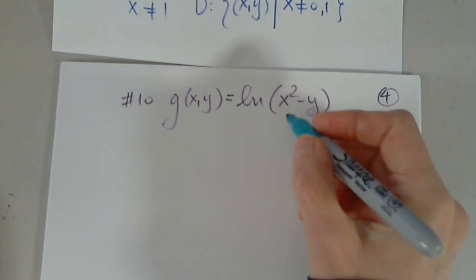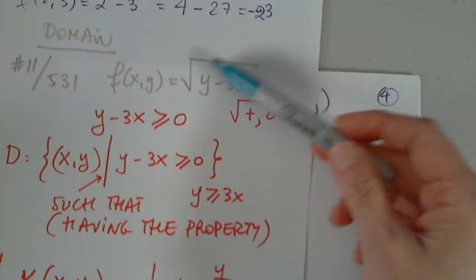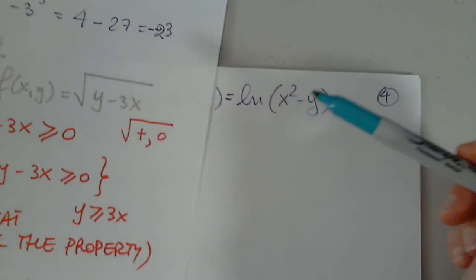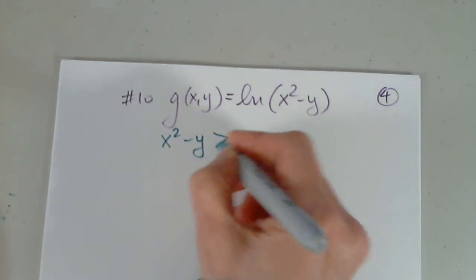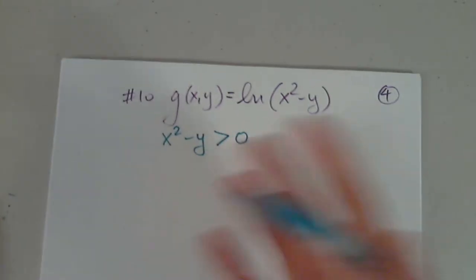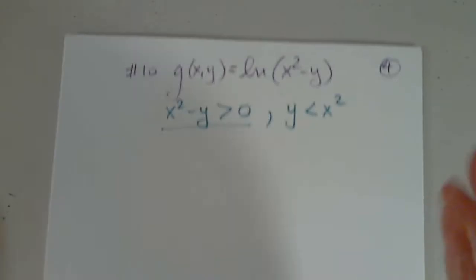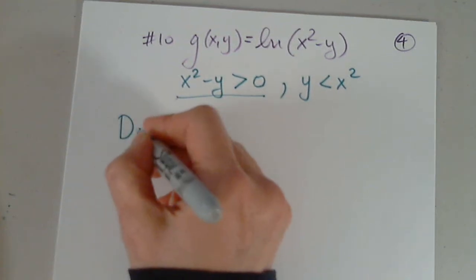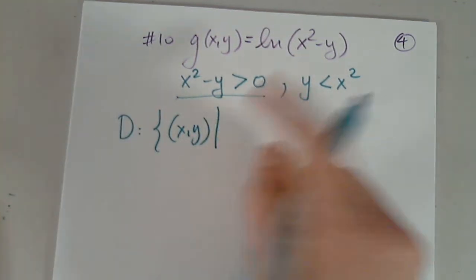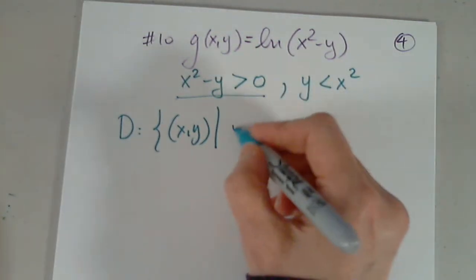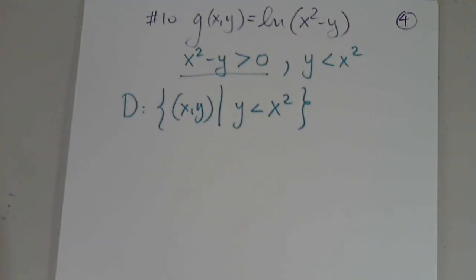Well, the same condition here. These two functions are quite similar, but this one can have 0, but this one cannot. So x squared minus y has to be strictly greater than 0. You can move y and say that y is less than x squared, or you can leave it as is. So the domain is then any ordered pair having the property that y is less than x squared. Less than, not equal to. And that's the domain of this function.